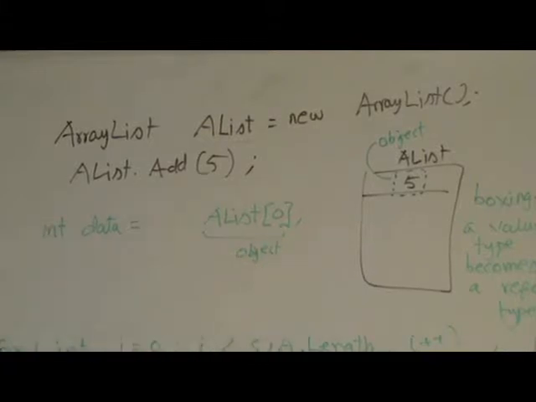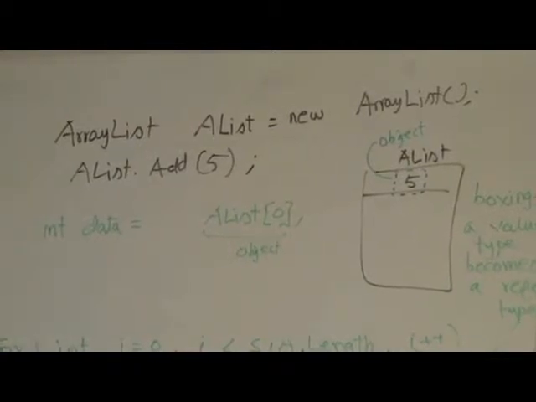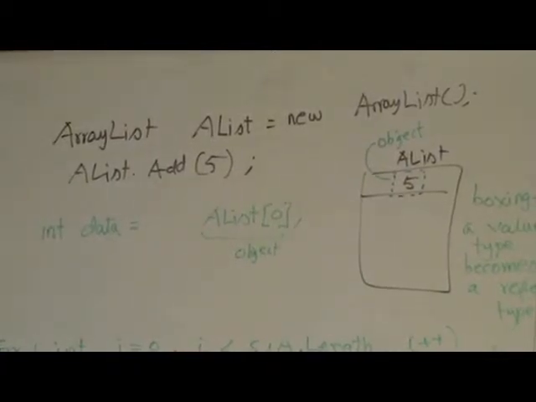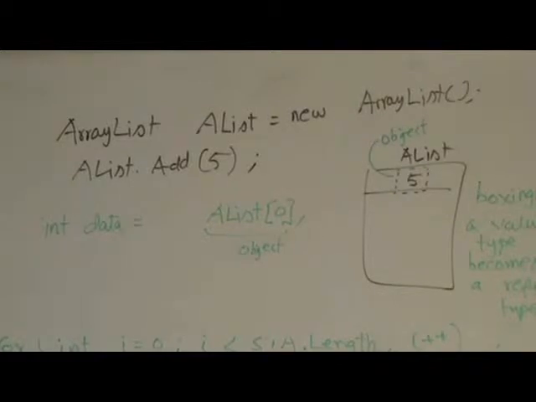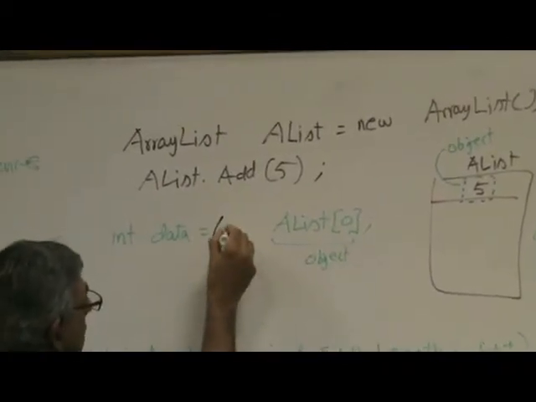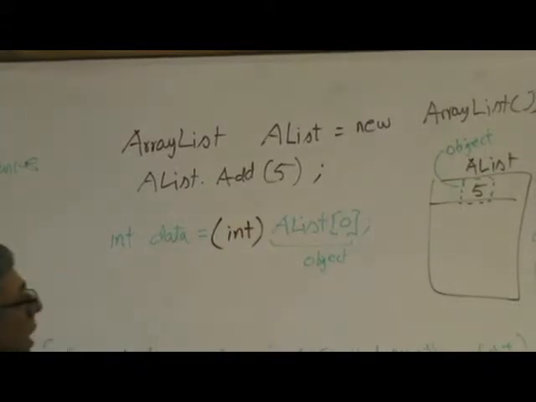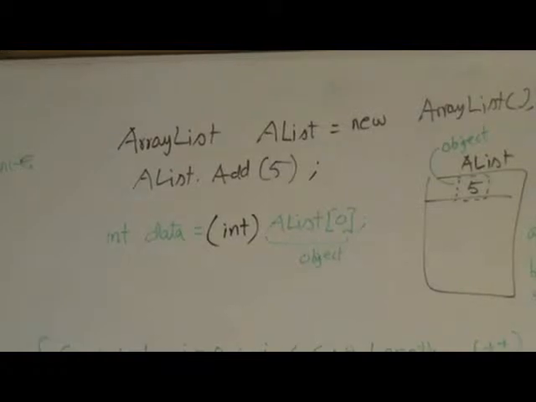So the right-hand side is an object, left-hand side is integer. Will the compiler compile it? No, because C# is a strongly typed language, so the type of the left has to match the type of the right. So how can we satisfy the compiler? By typecasting it to an int. So whatever data type you store in the array list, as you read it, you have to typecast it to the same data type.